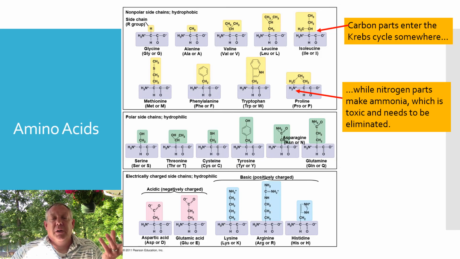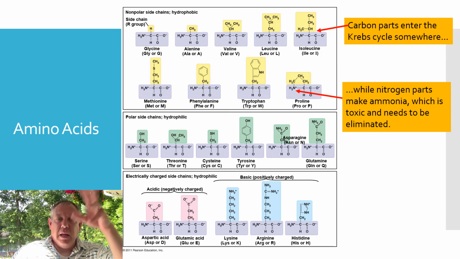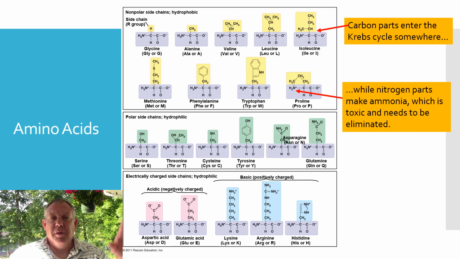Well, that carbon skeleton can get broken down further and gets, again, fed into the Krebs cycle. And once it goes into the Krebs cycle, then it gets broken down, and you can strip off the electrons, and you can make ATP and send the electrons to the electron transport. All the other steps take place to extract energy from that carbon skeleton.